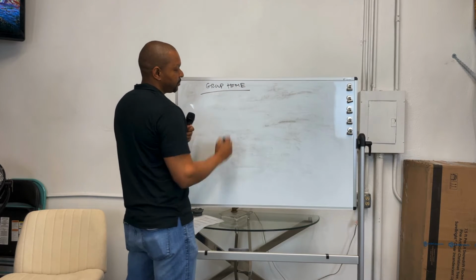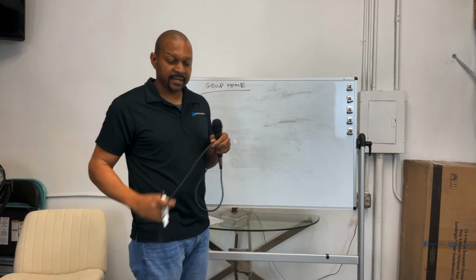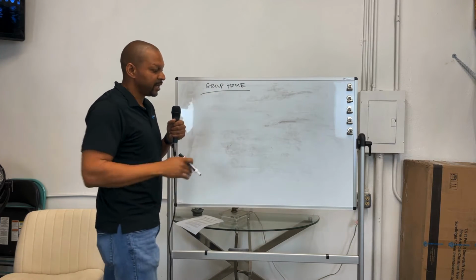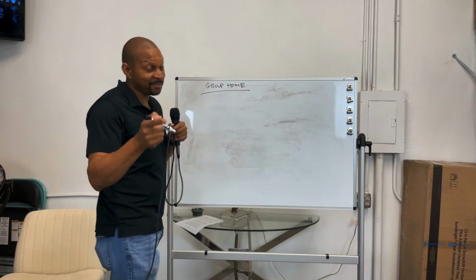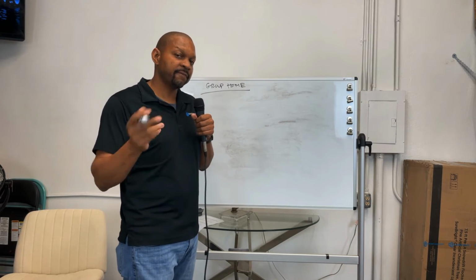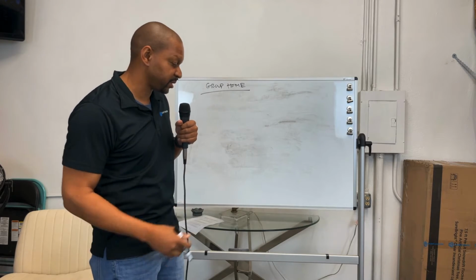So what is a group home? A group home, in relation to regional center, is a residential facility that serves children ages 0 to 17 that have been diagnosed with a developmental disability. In order to be diagnosed with a developmental disability, you were diagnosed before the age of 18, and that's what qualifies you for the regional center services. And that child went through the regional center for that assessment.